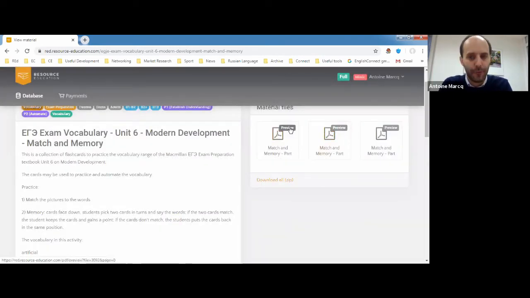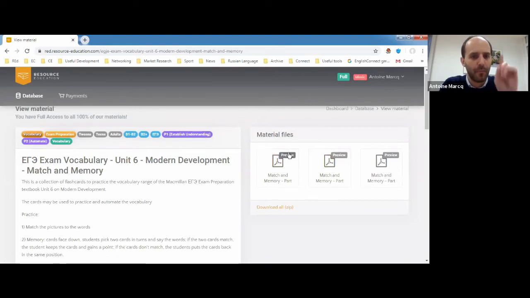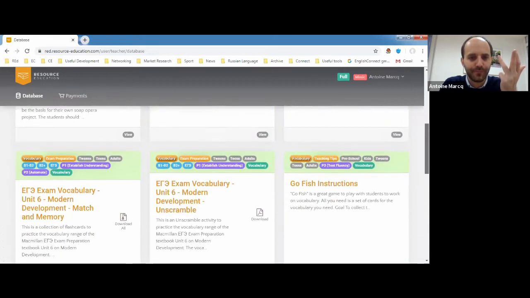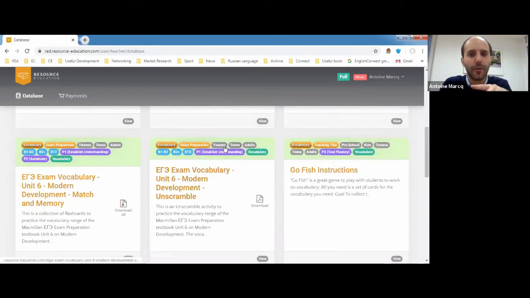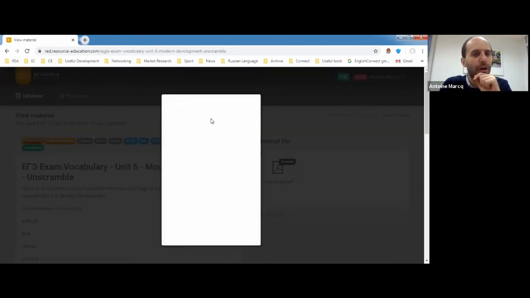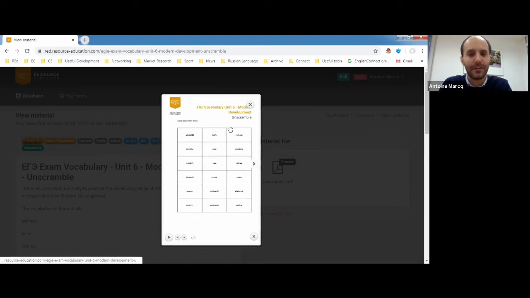So if you're preparing students for the exam, modern development vocabulary, here you have the cards to play matching, memory, card flip, grab game. Another type of P1 for this is simply unscramble. So here you have just cards with all the vocabulary scrambled.